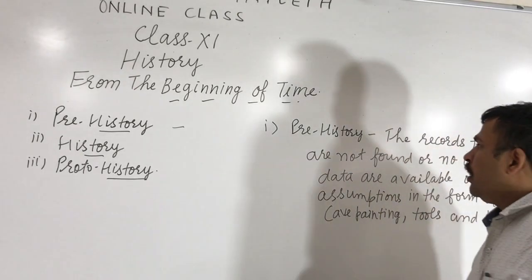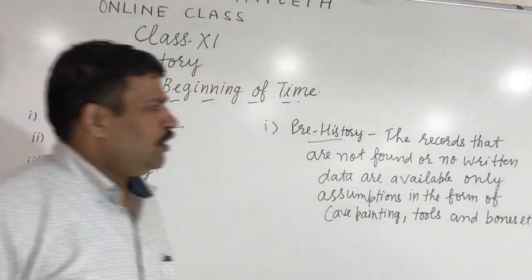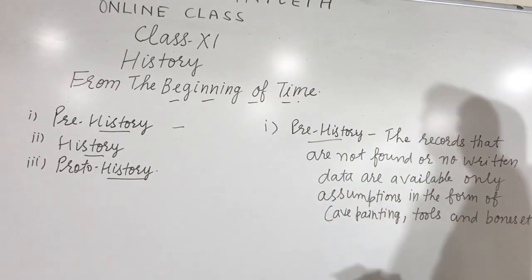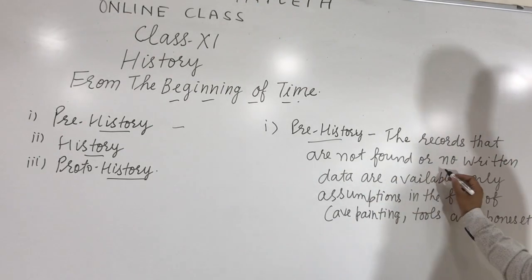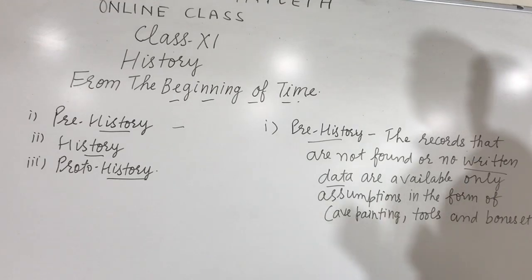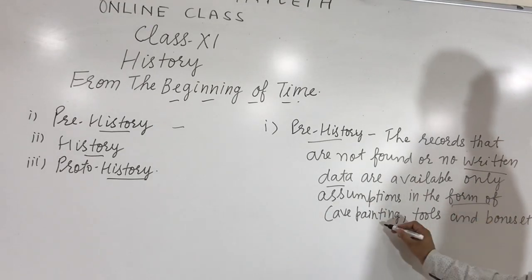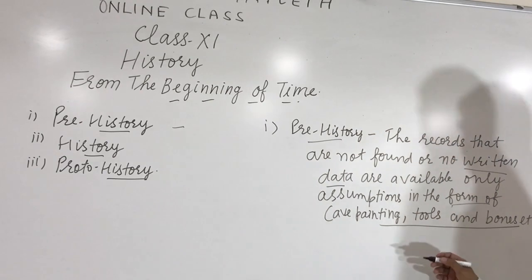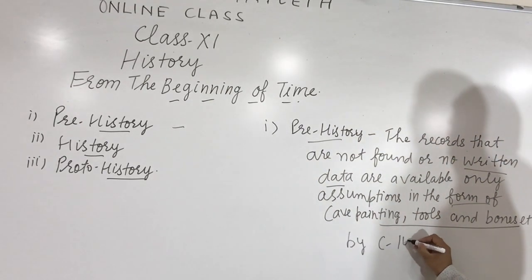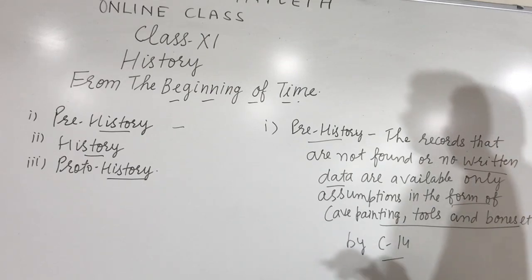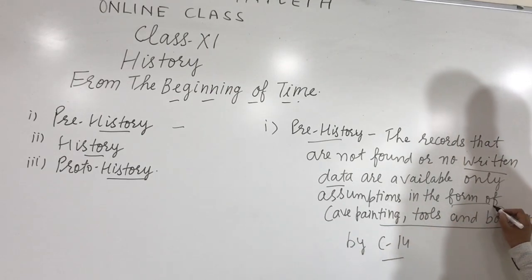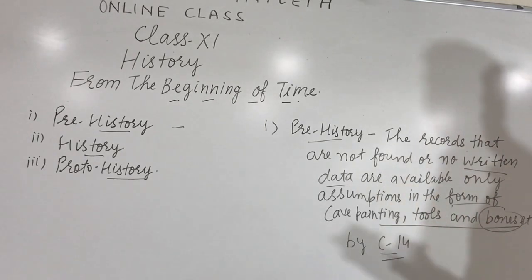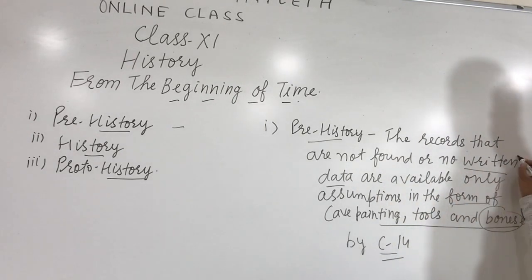So you can say that in prehistory, human beings were living on this earth for millions of years. During that time period, no written documents or data were available. Only assumptions were there, in the form of cave paintings and some of the tools that were found. The scholars and scientists, by carbon 14, tried to find out that these types of tools and bones were found in that particular age. So these are only assumptions, all the records that are found, but nothing written.